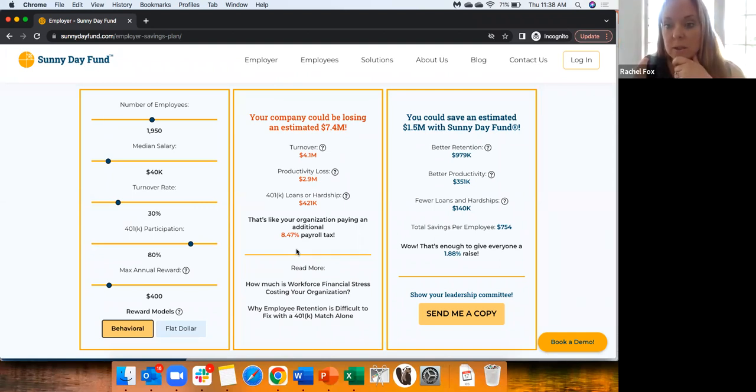That's all based on data that you know after bringing Sunny Day in: it helps retention and reduces those 401k loans, because of course you're giving people another pool of money to draw from. That's exactly right. Our data shows that with just $1,000 of emergency savings on hand, people are not tapping their retirement savings. It cuts that number in half.